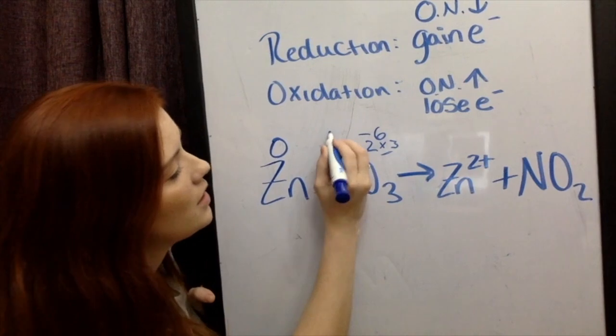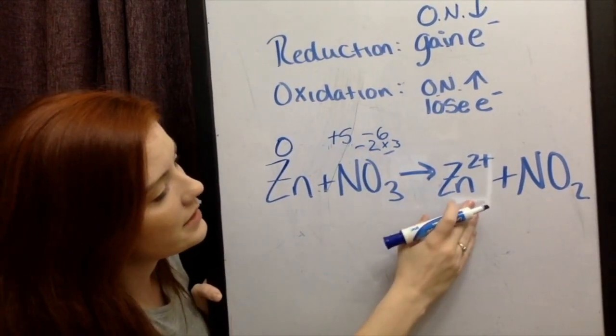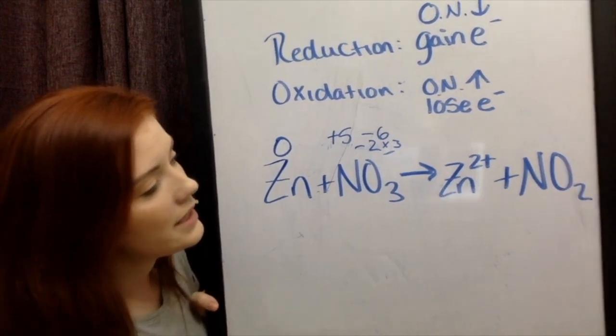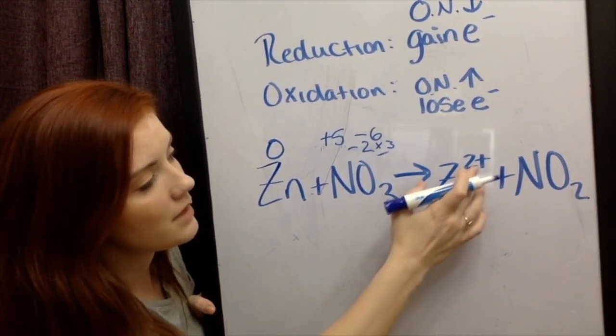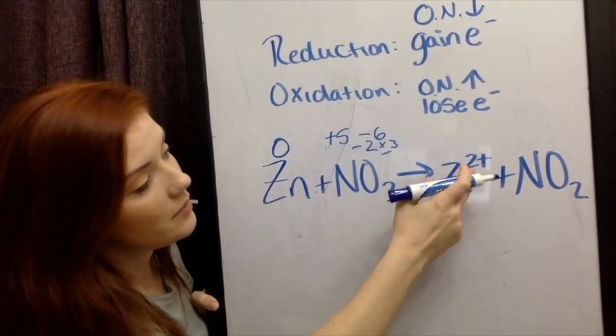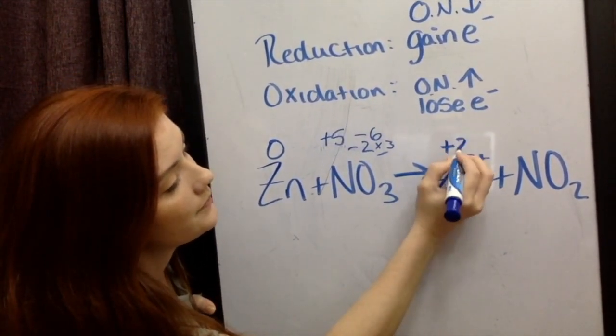So what would that be? +5. What about zinc on this side? Zinc on this side is a monatomic ion like we had with silver. The oxidation number is going to equal the ionic charge. So it's going to be +2.